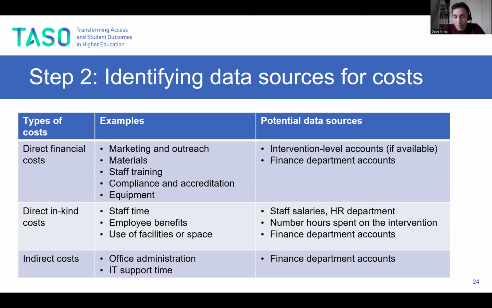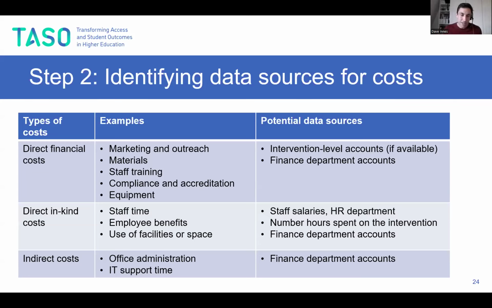So, for example, when we're thinking about financial costs, which relate to something that is paid for monetarily, the sorts of things we might be thinking about there are, if we've paid for marketing or outreach, purchased specific materials, or purchased equipment, then data on those costs might be found in either intervention level accounts, if there's been an account drawn up for that intervention, or maybe something you could get from the finance department.